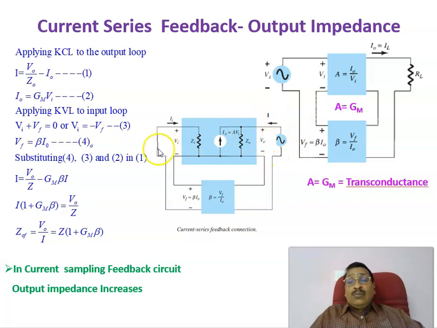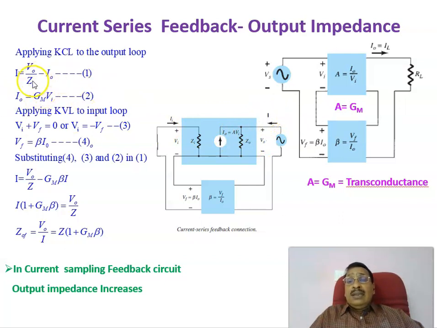To find that, we first apply Kirchhoff's current law to the output loop and Kirchhoff's voltage law to the input loop. Applying Kirchhoff's current law to the output loop, the current flowing in this direction is V0 divided by Z0. In this case the current direction is opposite, so it is marked as I0, which is equal to Gm into Vi. Therefore this current is marked as minus I0. Therefore, minus I0 plus V0 divided by Z0 is equal to capital I.